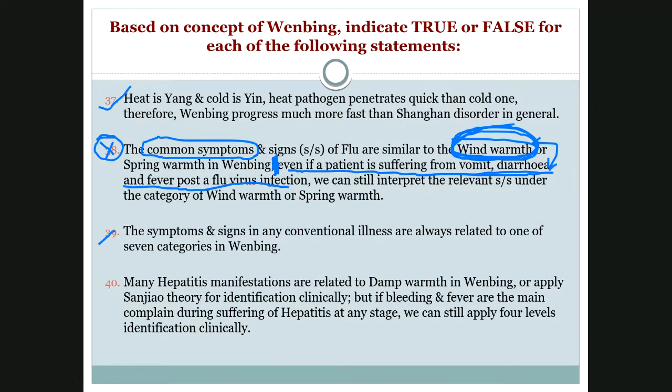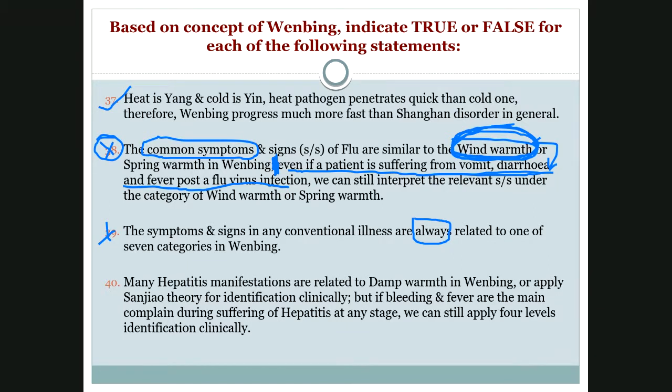So in some way, 39 will help us consolidate understanding for 37. Number 40: many hepatitis manifestations are related to damp warms in Wenbing because of their yellowing, diarrhea, nausea, vomiting, and fevers.